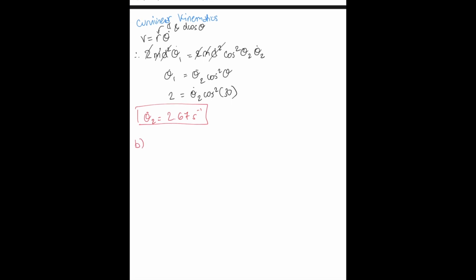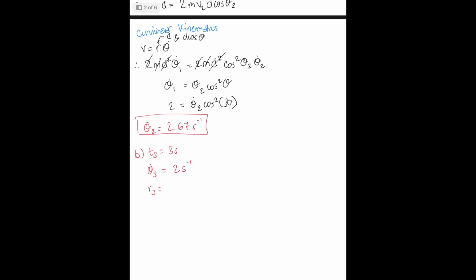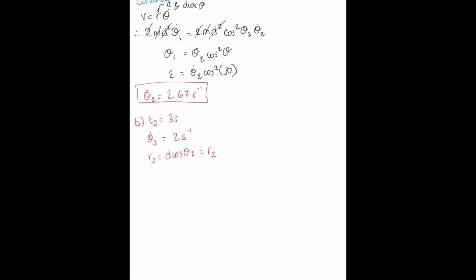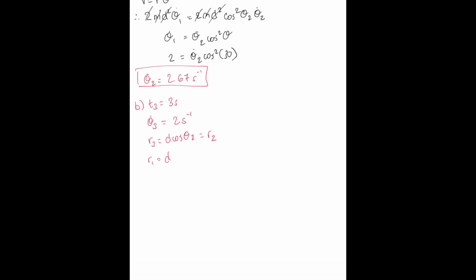Now for part B, the motor is going to be turned on for 3 seconds, and the angular velocity becomes equal to 2 per second. And the configuration of our system is going to be the same, so they're going to be exactly at the same spot now. So our r is going to be, again, d cosine theta 2, which is the same as r2. Our r1 is the same, it's going to be d. And we want to find the average moment.